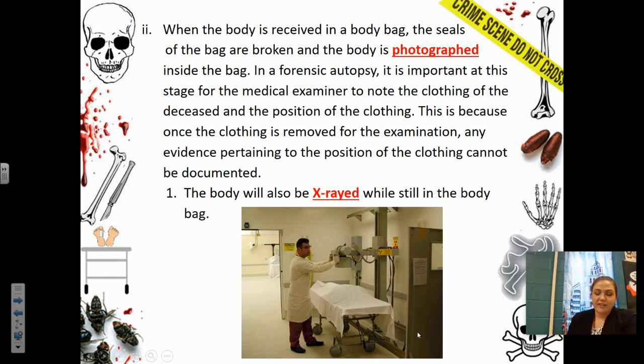When the body is received in the body bag, the seals of the bag are broken and the body is photographed first. So first, they're just going to take pictures inside the bag. In a forensic autopsy, it's important at this stage for the medical examiner to note the clothing of the deceased and the position of the clothing. This is because once the clothing is removed for the examination, any evidence pertaining to that position of the clothing cannot be documented. So a lot of documentation is going to take place before the autopsy even begins.